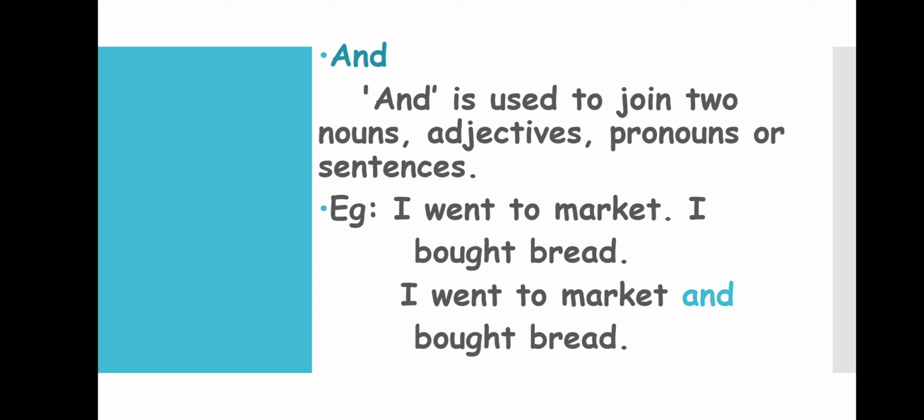The first one: here we have two sentences. The first sentence is, I went to market. The second sentence is, I bought bread. So we are going to join these two sentences and make them into one. So look at the answer. I went to market and bought bread. Here we have joined two sentences by using the conjunction and.